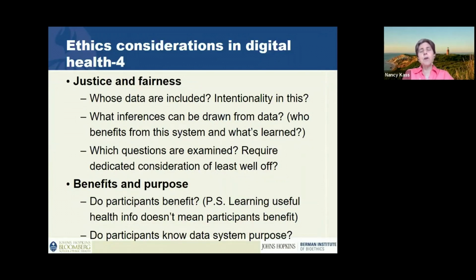Justice and fairness is always important in data and in ethics. This means lots of things. Here's just a couple of examples. Whose data are included? And if you don't go out and intentionally find a lot of people, you will default not have as heterogeneous a database as you perhaps want. What inferences can be drawn? You can only draw inferences from the people who are there. And then which questions are examined? Do you have a commitment that you have to have dedicated consideration of those least well off?